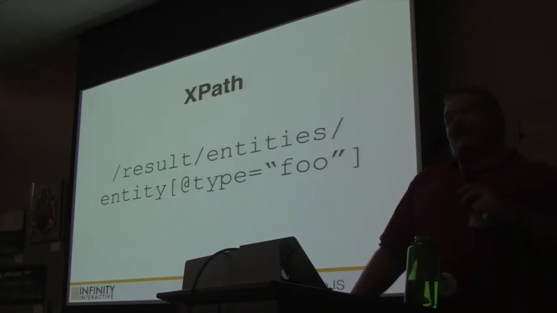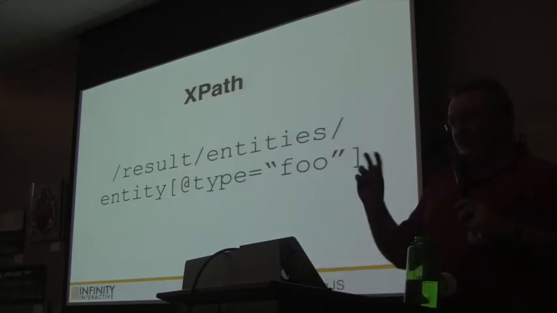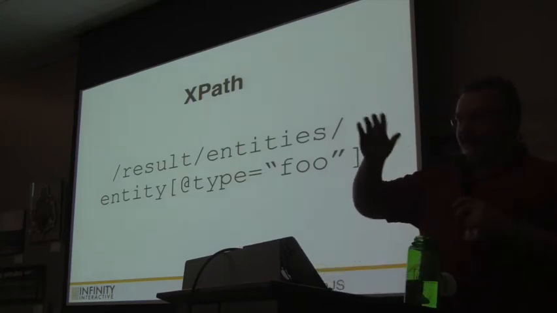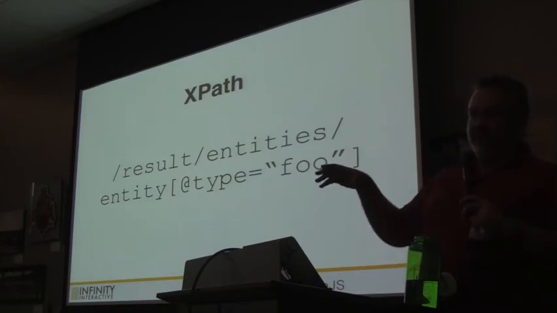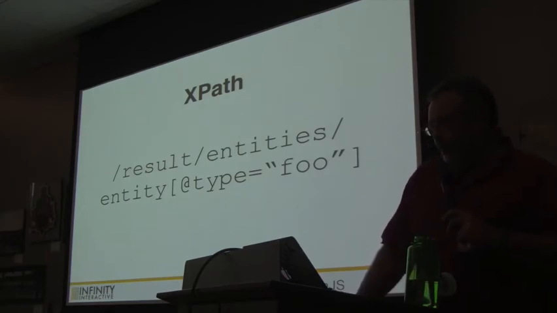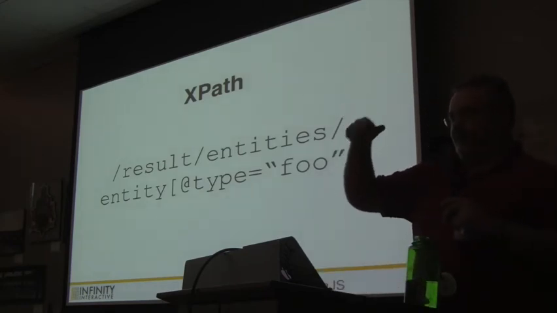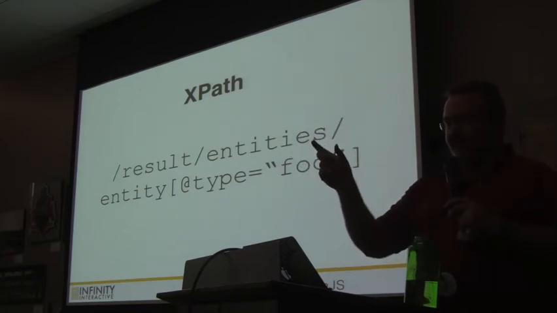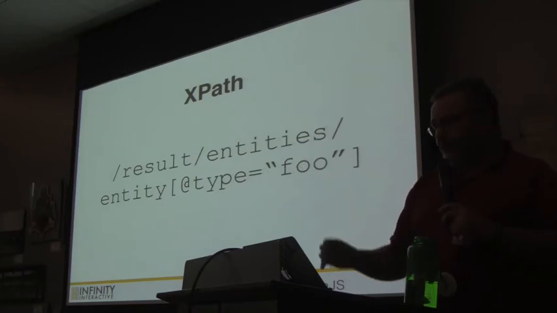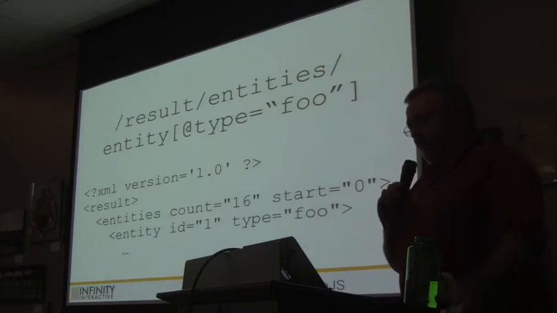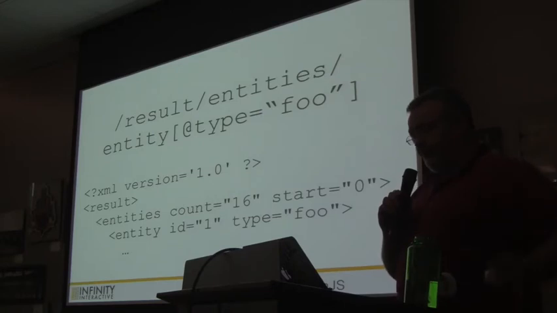Anywho, there's another technology called XPath, and it's very similar to CSS selectors. So if you have deep cascading documents, and these can be HTML documents or XML documents or probably other things that I don't know, you can say things like, hey, in the XML, this happens to be an XML example, in the result entities, find an entity where there is a type attribute, and the value is foo. So here's an example of what an XML document that does that might look like. So here we find a type attribute, and its value is foo, down in here, yeah?